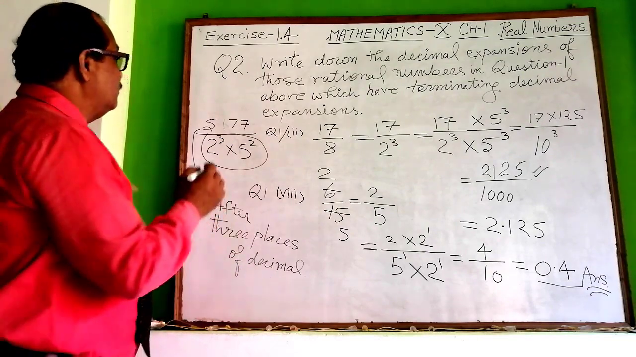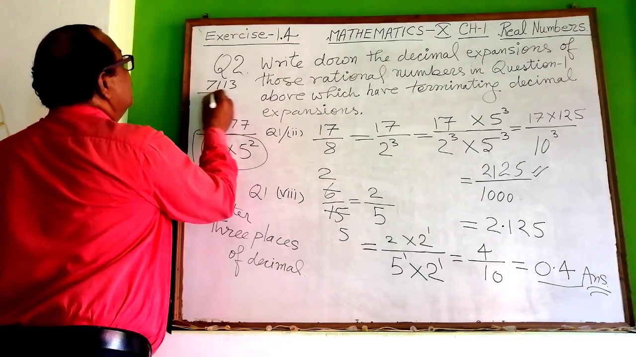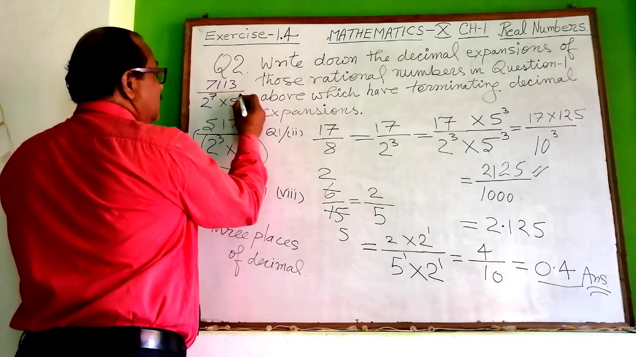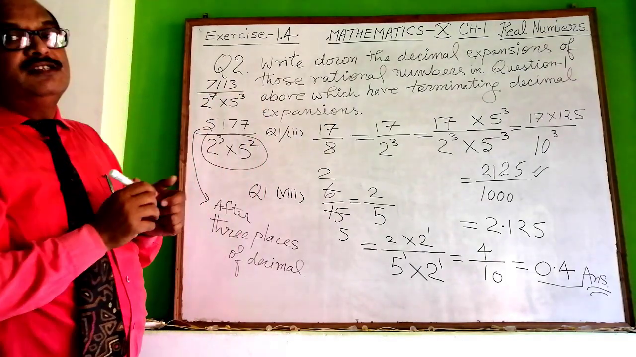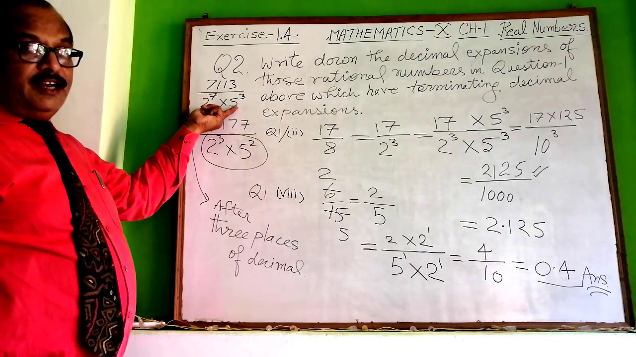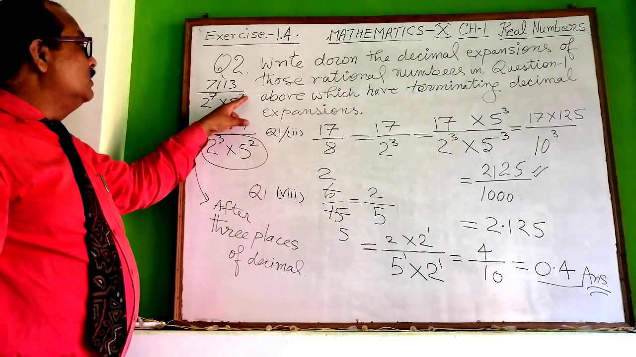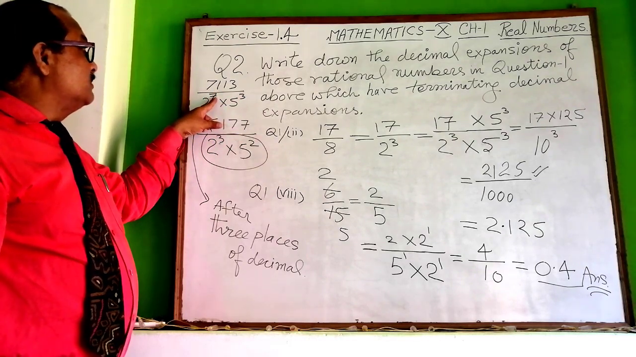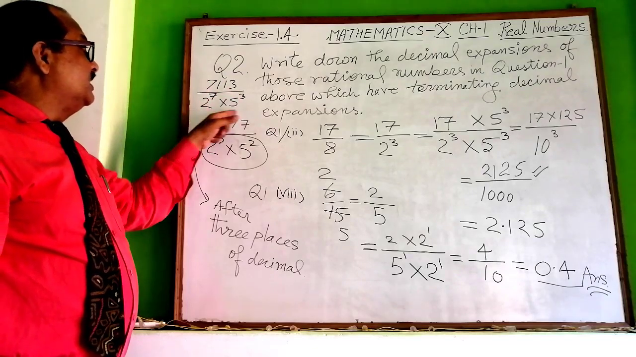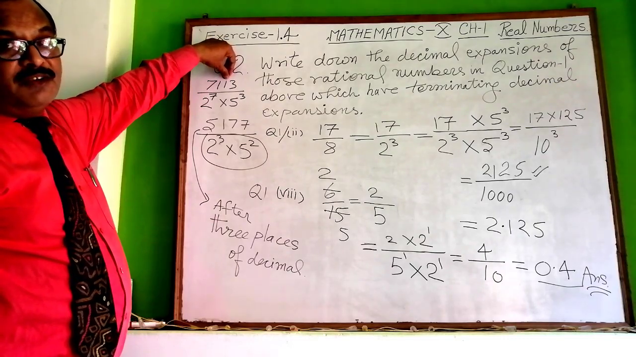One more example I would like to tell you: 7113 divided by 2 raised to the power 7 into 5 raised to the power 3. Now the concept is clear. You can see the denominator is this one. What is the maximum power of 5 or 2? In both, 7 is the maximum power. So if you divide this number by the denominator, it will terminate after 7 places of decimal.